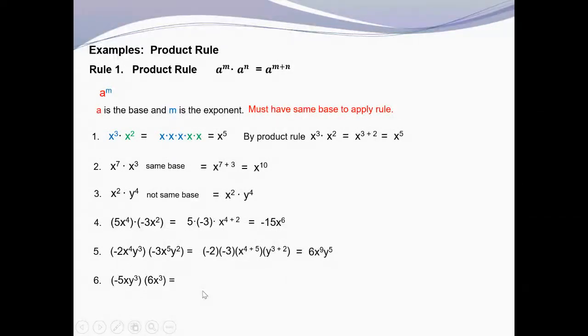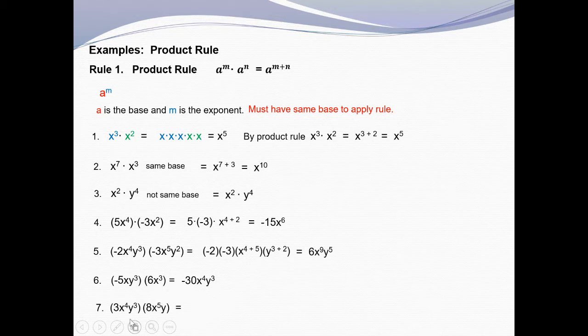Okay, now, number 6. So here, isn't it going to be negative 5 times 6 will give us negative 30. And then x to the 1st power times x to the 3rd power will give us x to the 4th power. Since we don't have normal y's on the 6x cubed, right, it's only y cubed, so the y cubed stays how it is. So this is your result simplified.